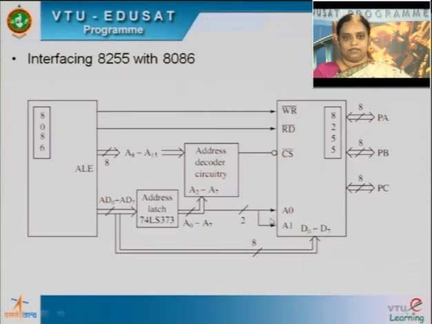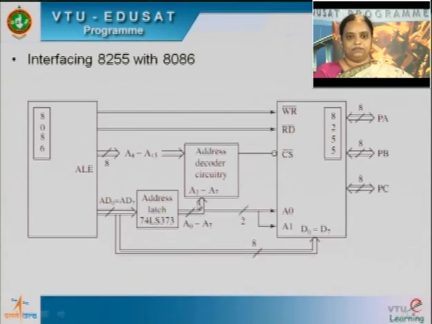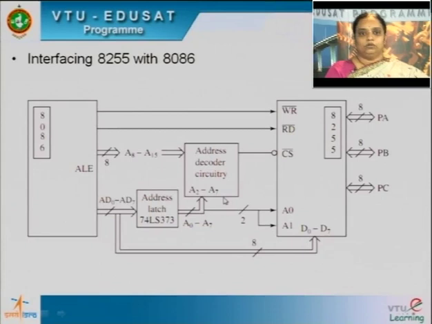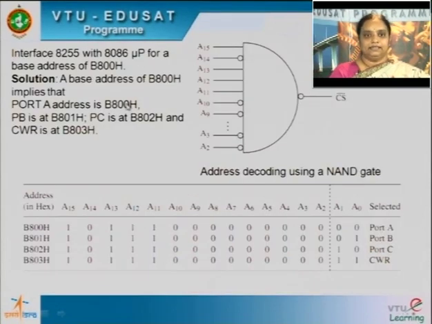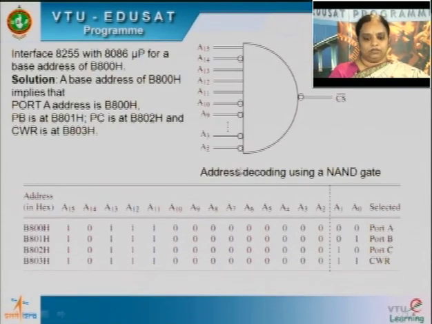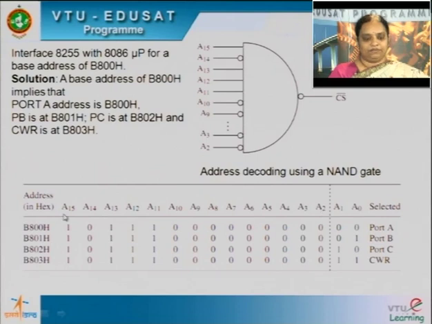A1 and A0 are connected directly to the 8255. The remaining lines are A2 to A7 here, but here it's a 16-bit address, so the remaining lines are A2 to A15. The A2 to A15 are given through a NAND gate. This is your address decoder, and that is given to the chip select.